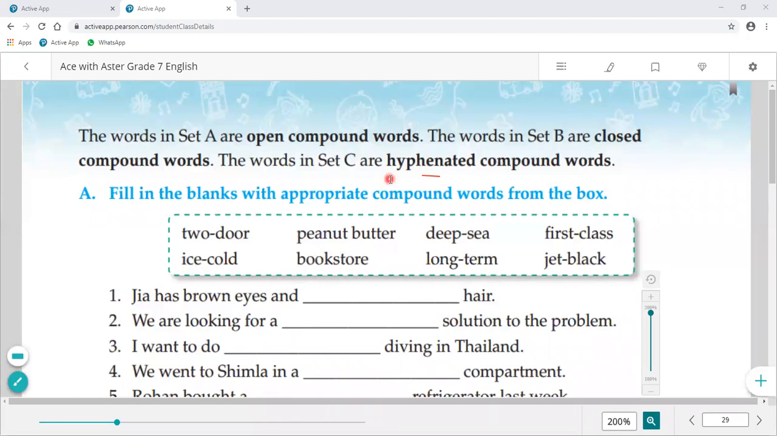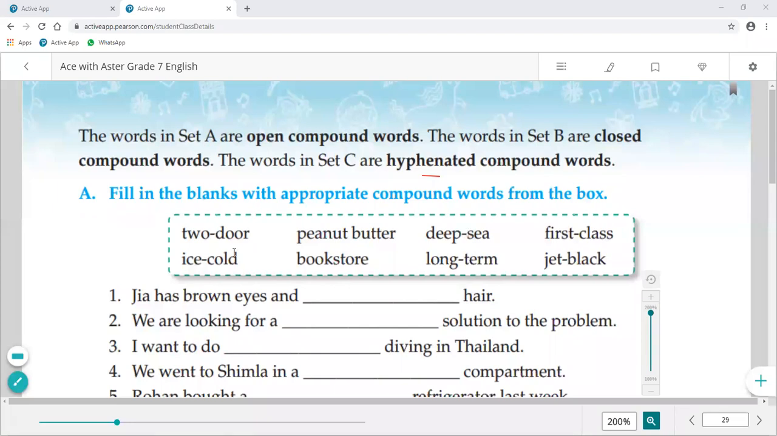Last one is hyphenated compound words. In this, two words are joined by a hyphen. Hyphen is the sign like this, the punctuation mark like this, जिसे हम dash भी बोलते हैं. Okay class, that is hyphenated compound words. You can see long-term. It is made by joining two words with a hyphen. You can see over here the line, the dash, is a hyphen, so it is a hyphenated compound word.